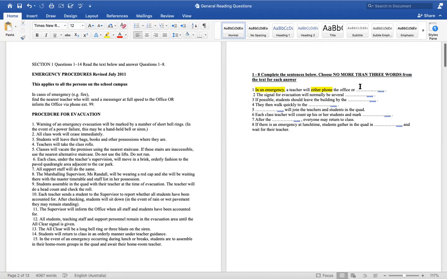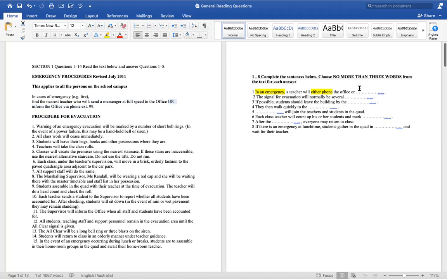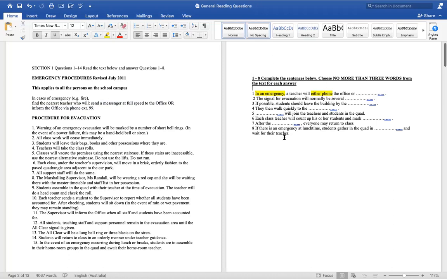Now we go scanning for this detail in our reading passage. Where is it? Over here. The teacher will send a messenger to the office or inform the office via the phone extension. So phoning the office is informing via phone; we found it, we scanned this information. Now, or send a messenger. Either means or. So the answer to this is send a messenger. That's 3 words. That's how we solve this type of question. Any doubts with this?